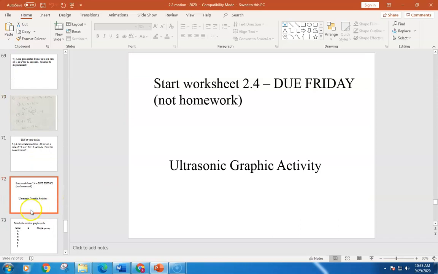What I want you to do is do 2.4. Make sure you show work for this activity. Take your time. Hopefully there are answers; I usually put answers on there. If not, I will go over it, or I'll post the answer key tomorrow. So take your time, do a good job, and I'll see you around.